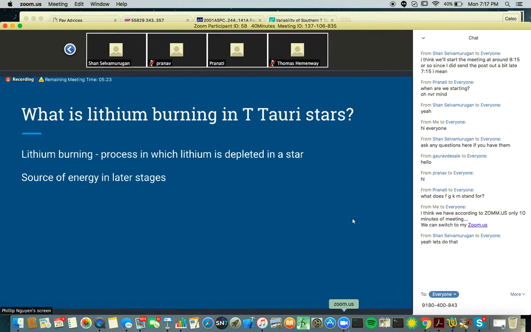In T-Tauri stars, there's a process called lithium burning, which is basically the depletion of lithium in a star, and it creates a lot of energy. Like I said before, T-Tauri stars aren't hot enough to use hydrogen bonding, so they end up using lithium burning. Rapid rotation tends to increase lithium burning, and T-Tauri stars tend to speed up their rotation as they age. So towards the end stages of the T-Tauri star, lithium burning becomes one of the main sources of energy for it.